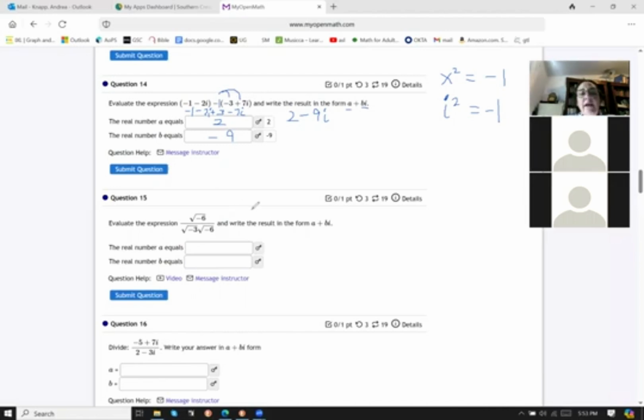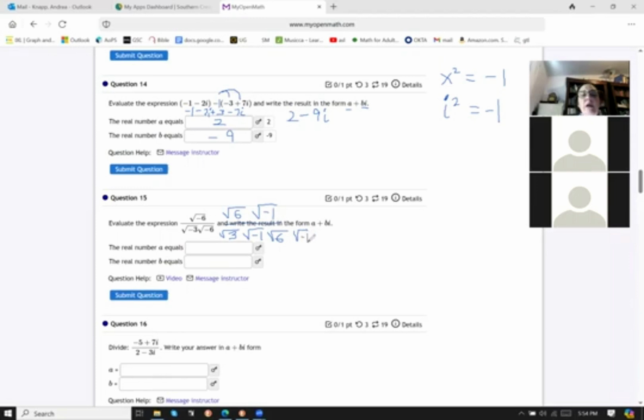So we're going to rewrite root -6 as the square root of 6 times the square root of -1. And likewise, the root negative 3, we're going to write as root 3 times root negative 1. And our root negative 6 we'll write as root 6 times root negative 1.